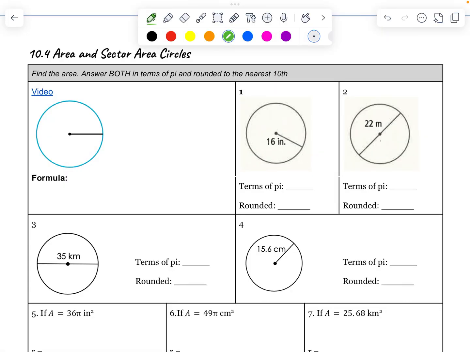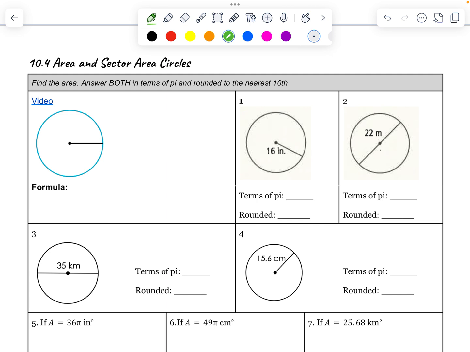All right, friends, welcome to 10.4, area and sector area of circles. So answer both in terms of pi and rounded to the nearest tenth.